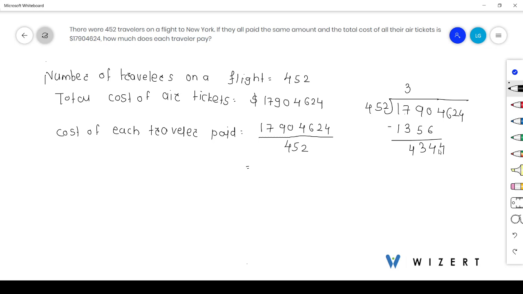Move this 4 down. Here 43 is there and 4 is there. So we can check 9. 9 2s are 18. 1 carry forward. 9 5s are 45 plus 1 is 46. 4 carry forward. 9 4s are 36 plus 4 is 40. Do the subtraction. 14 minus 8 is 6. Again we borrowed from here. 13 minus 6 is 7.